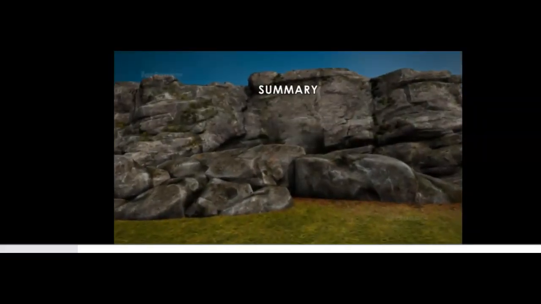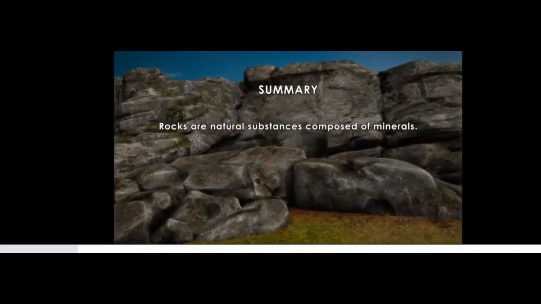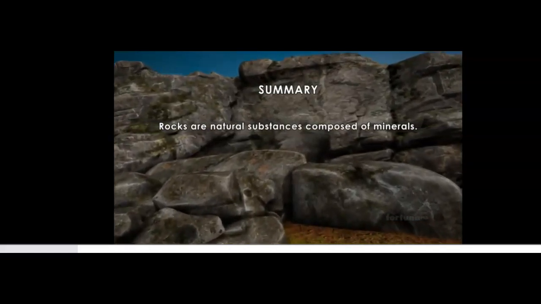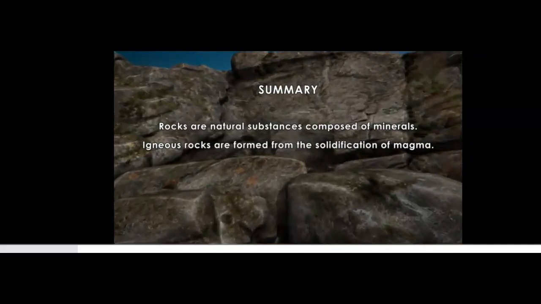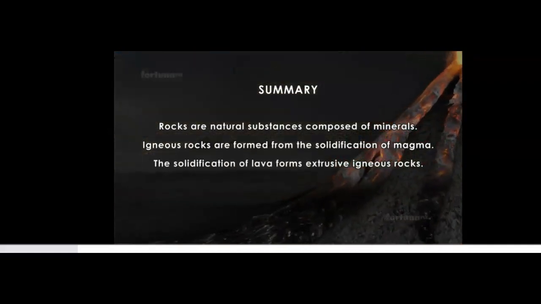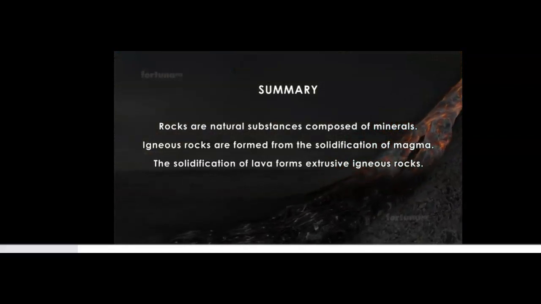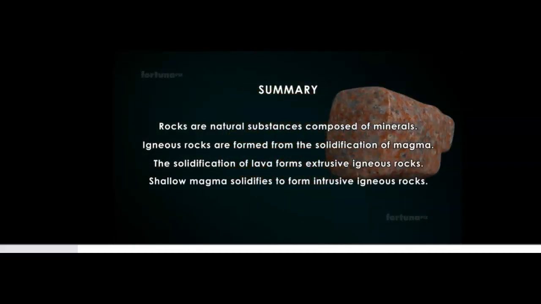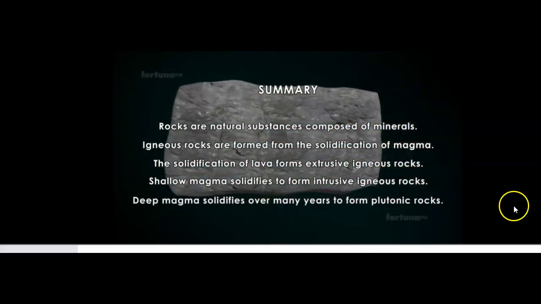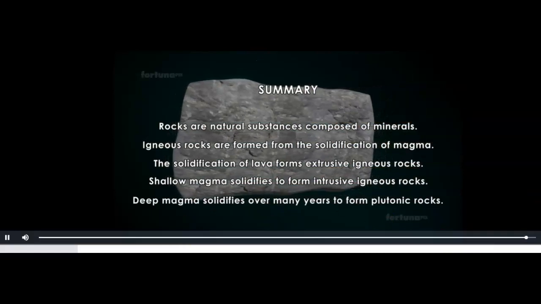Summary: rocks are natural substances composed of minerals. Igneous rocks are formed from the solidification of magma. The solidification of lava forms extrusive igneous rocks. Shallow magma solidifies to form intrusive igneous rocks. Deep magma solidifies over many years to form plutonic rocks.